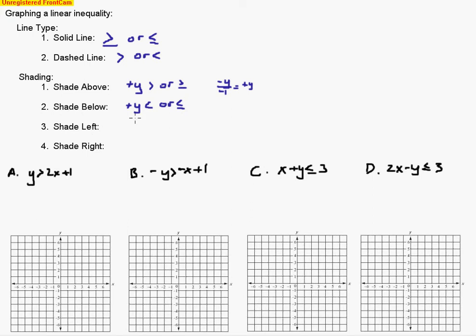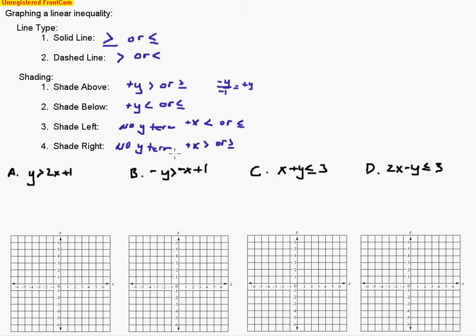We shade left or right only in these situations, if there's no y term and all we have is an x term. So if it's a positive x less than or equal to, we're going to end up shading left, because to the left are the smaller numbers. Again, only shade left or right if there's no y term. And we're going to shade right if it's a positive x greater than, because the values of x that are bigger than or equal to are to the right.